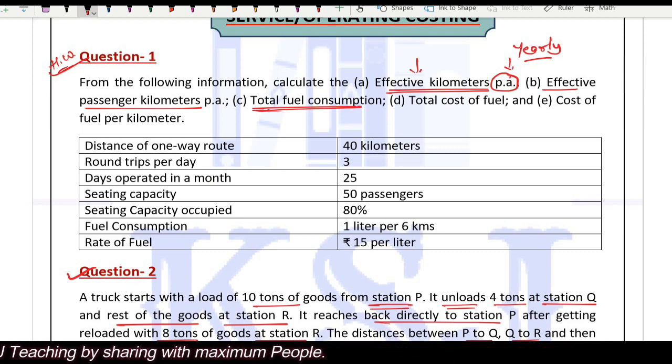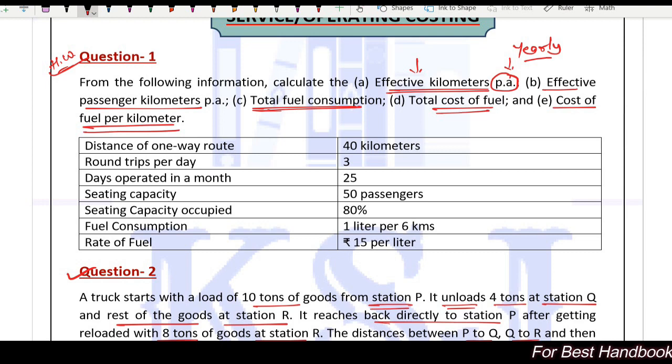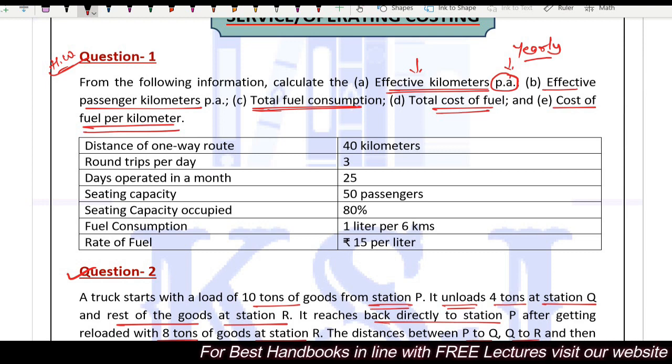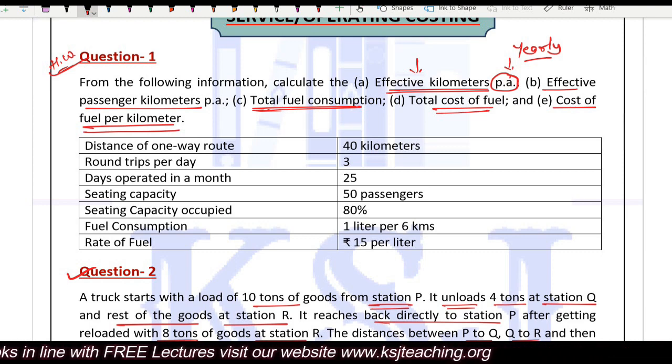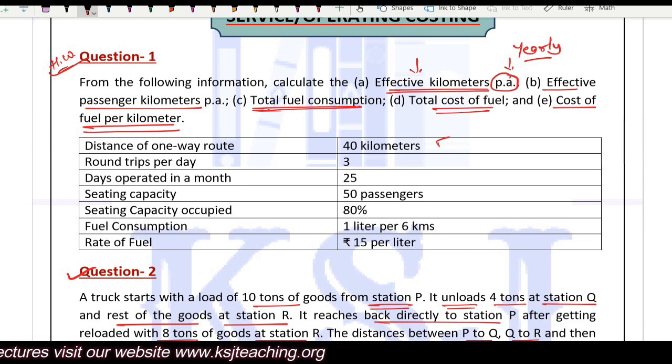Because your passengers are not going to consume the fuel. Total cost of fuel and the cost of fuel per kilometer. He is asking cost of fuel per kilometer, not per passenger kilometer, right? He is saying per kilometer. Clear? So distance, one-way route, 40 kilometers, round trips per day.